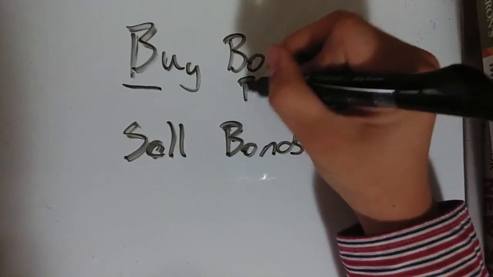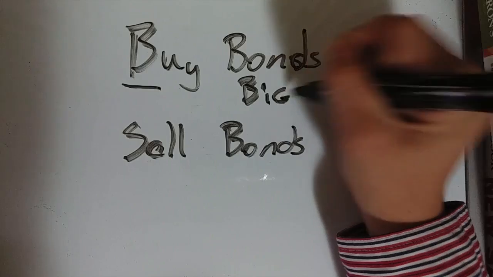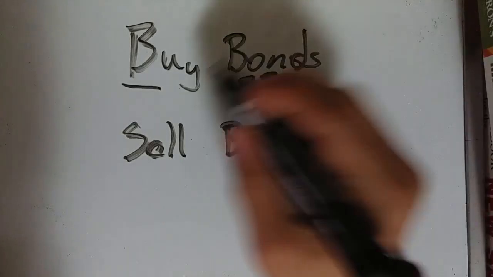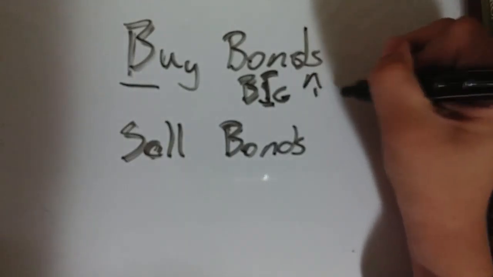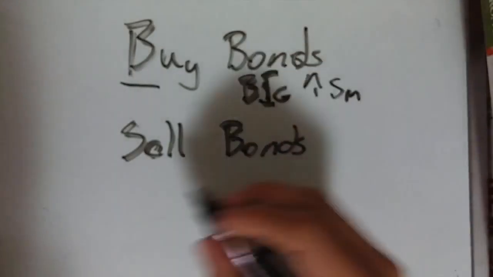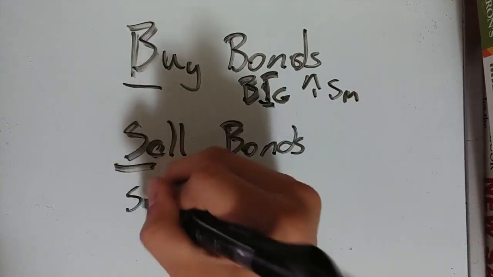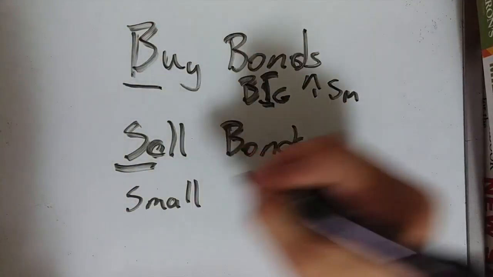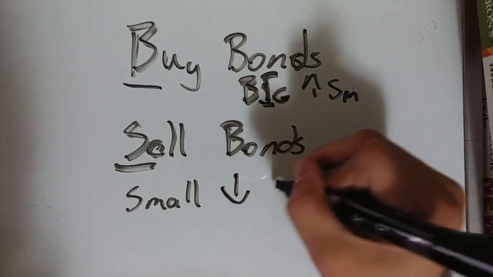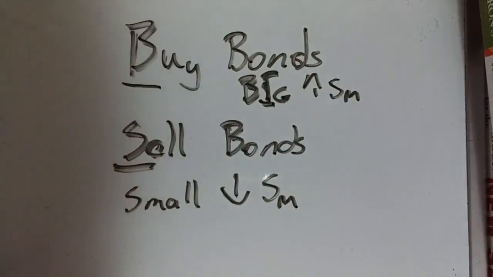That's going to make the money supply go big. So you remember that, buy big. It increases the supply of money. Now, if you sell bonds, it makes it small. They're giving people bonds in return for money. So if it goes small, it decreases the supply of money.